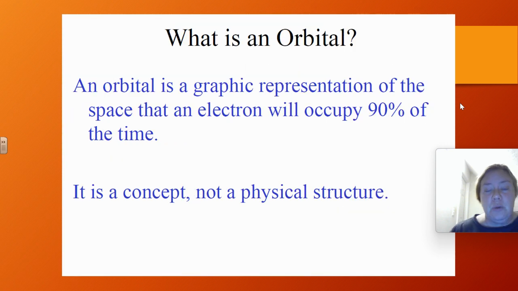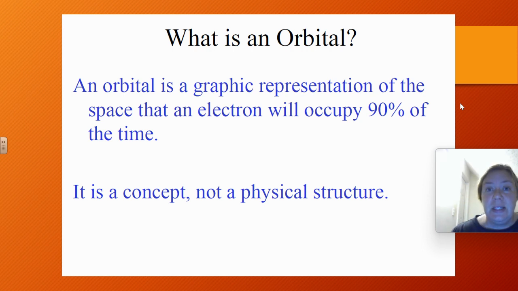So what is an orbital? And this is kind of gearing up toward electron configuration again. If you recall, the orbitals are s, p, d, and f. Now, an orbital is a graphic representation. It's a space that those electrons occupy 90% of the time.